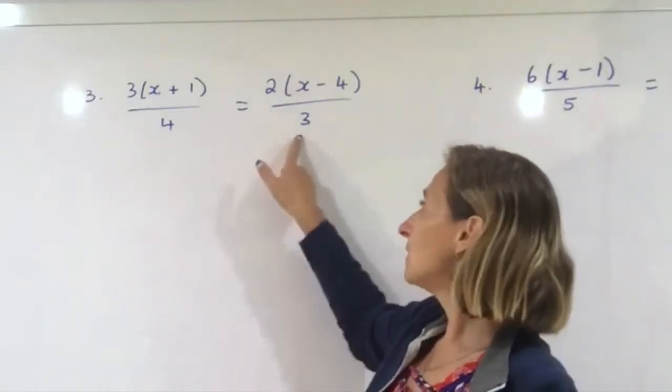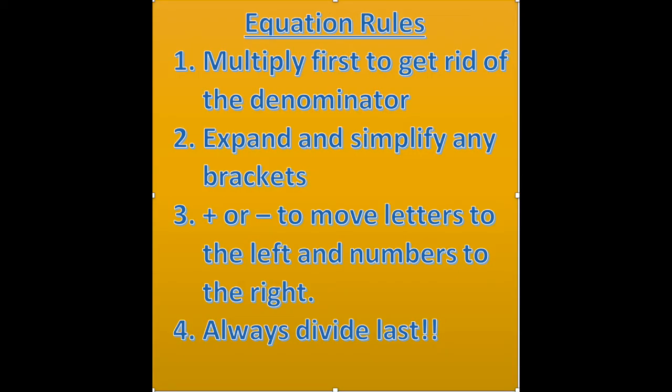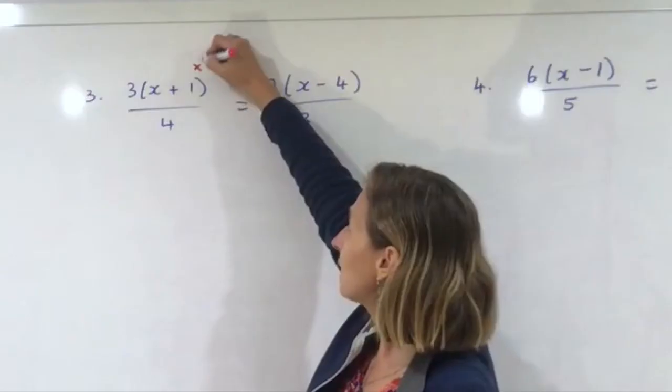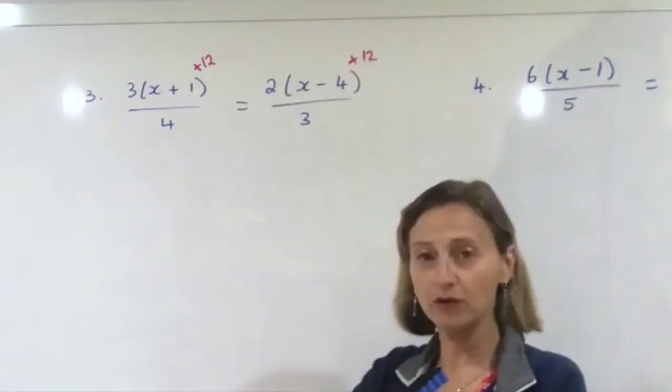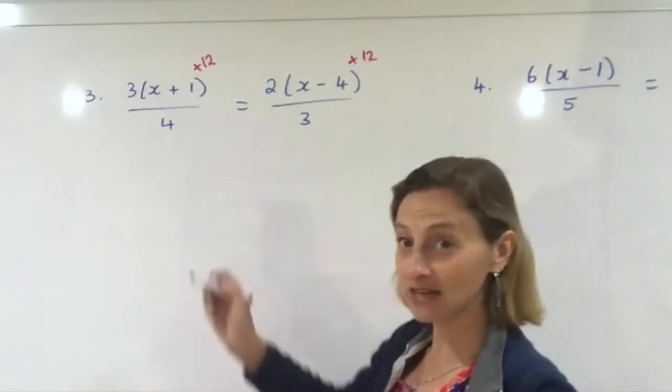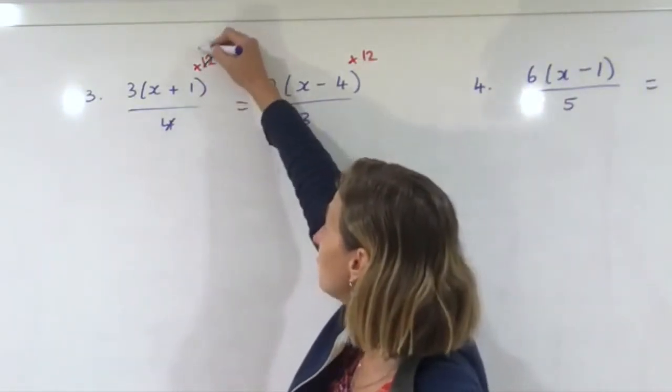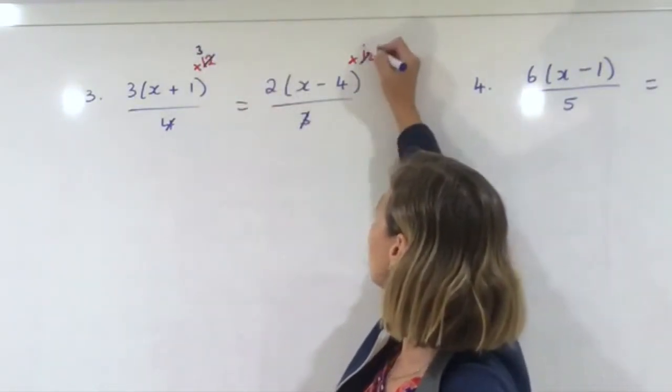Rule number 1, we need to eliminate the fractions first. So hopefully everybody gets 4 times 3 is 12. We need to multiply both sides by 12, and we need to cancel where we can. 4 into 12 goes 3, and 3 into 12 goes 4.